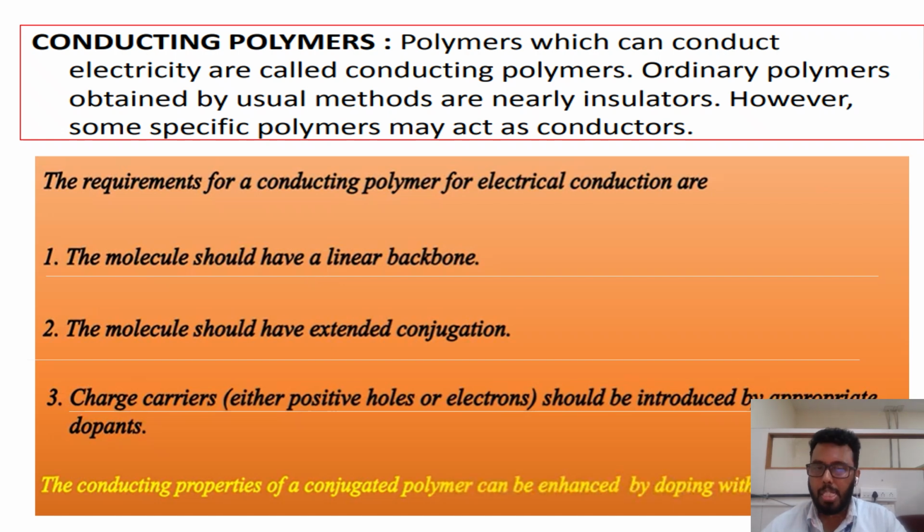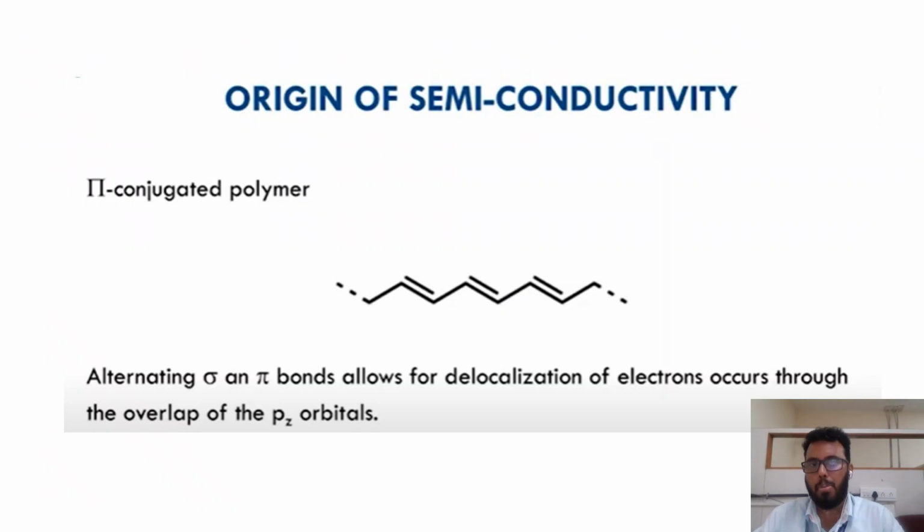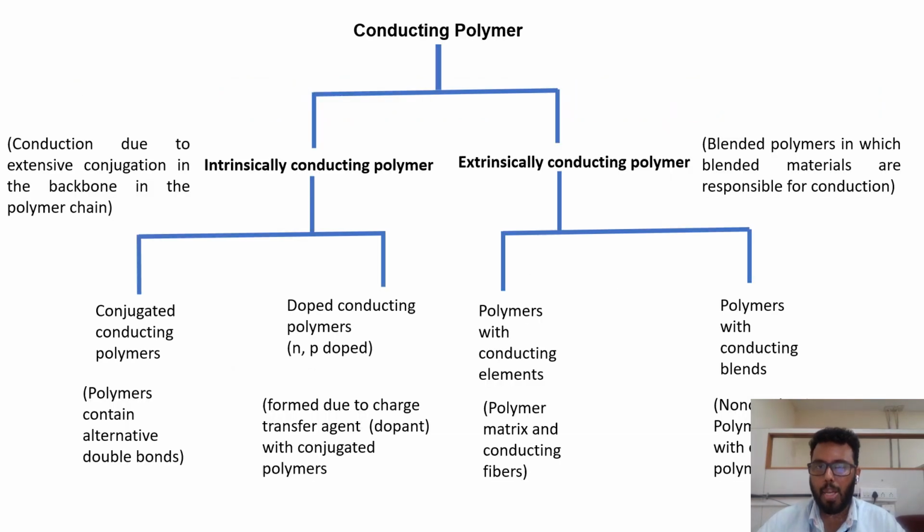Also, charge carriers, either positive holes, I told you, holes, or electrons, should be introduced by an appropriate dopant. The conducting properties of a conducting polymer can be enhanced by doping with a suitable dopant. So let's see the origin of semiconductivity. This is how a pi conjugated polymer looks, with alternate double bonds in the backbone. Alternate single and pi bonds allow delocalization of electrons through the overlap of p orbitals.